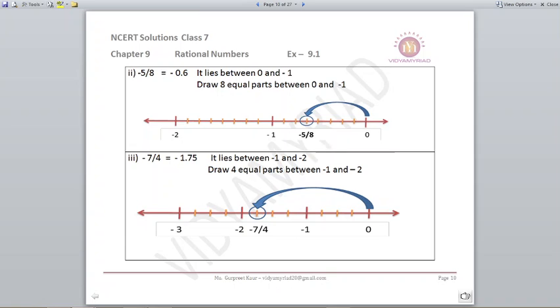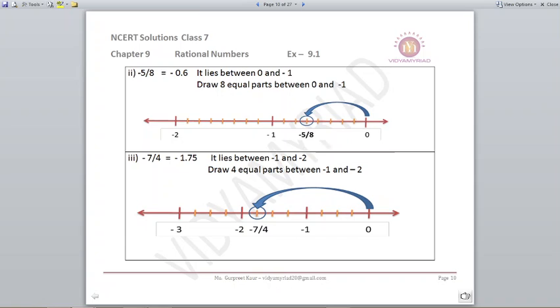Minus 5 upon 8 will also lie between 0 and minus 1. But now between the numbers 0 and minus 1, I will draw 8 equal parts. And I will count it. The fifth part will become my required fraction, that will be minus 5 upon 8. Third is minus 7 upon 4. Now minus 7 upon 4 means minus 1.75. That means this will lie between minus 1 and minus 2.